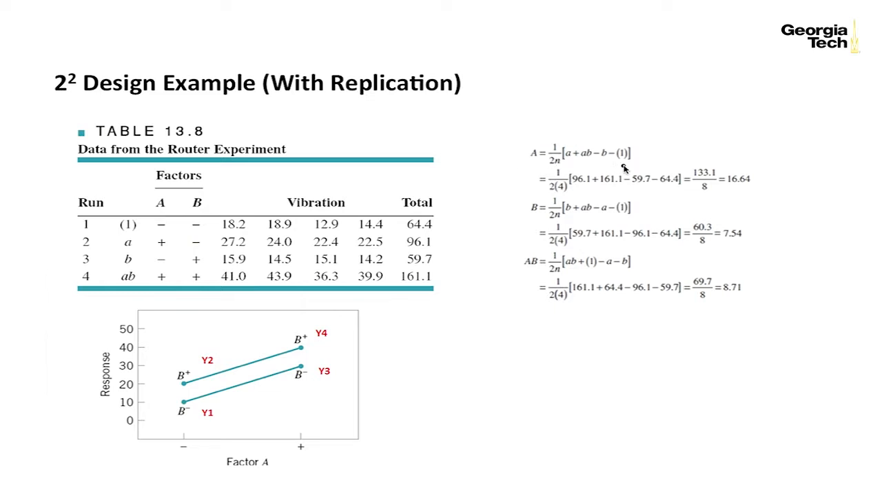The effect of A is calculated by this equation. In this example, A would be the summation or total number here, which is 96.1. Then AB, which is this number with positive sign, and B and 1 with negative sign. So we can use this equation, where 2 is here and n is the replicate. We have 4 replications, so we can easily calculate the effect of A, which is 16 in this example. We can similarly calculate the effect of B, which is 7.54, and AB, which is 8.71.